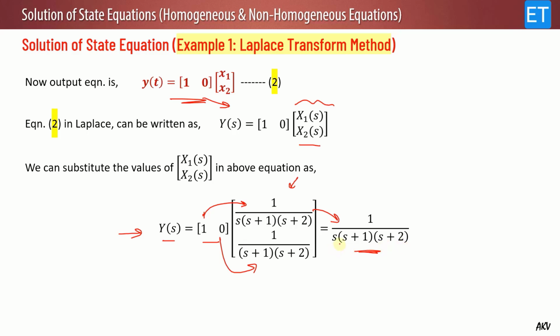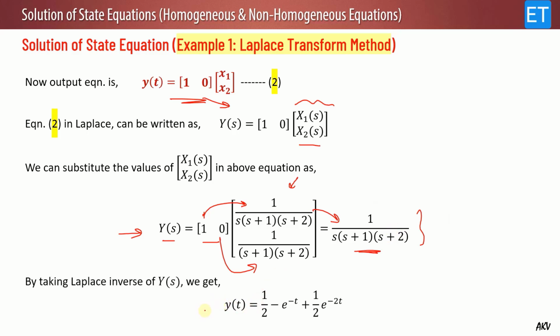Okay, now to represent this in the time domain, you need to take the Laplace inverse. So first represent this in partial fractions and take the Laplace inverse. So this is the Laplace inverse, I mean, this is the yt. So what is the yt? Yt is the output of your system. So if you apply the unit step to this system, you will get this type of output. Okay. So this is how you can solve your state equation for a particular input.